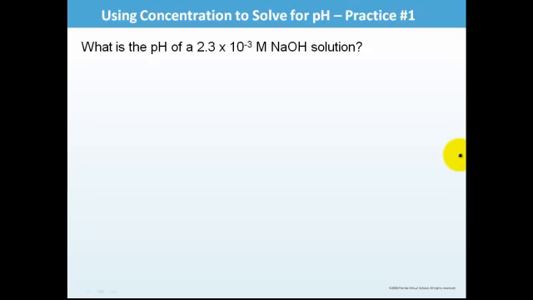All right, we want to know the pH of a 2.3 times 10 to the negative third molar NaOH solution. Okay, well, NaOH, remember this is a base, and we know it's a base because of the hydroxide ions, right? We have OH minus, that should have a bell going off in our mind saying this is a base. So first thing I need to do then is figure out the hydronium ion concentration.